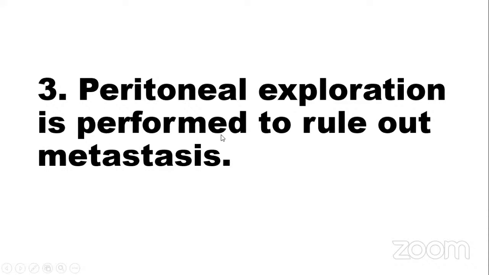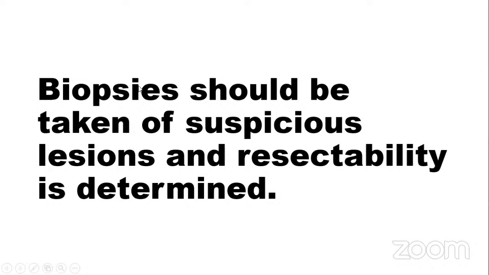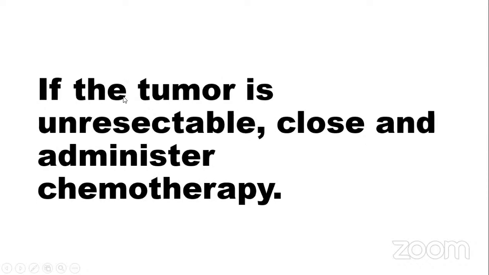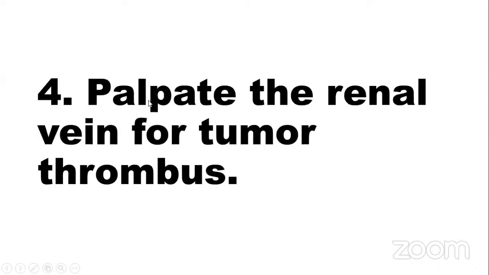Peritoneal exploration is performed to rule out metastasis. Biopsy should be taken of suspicious lesions and resectability is determined. If the tumor is unresectable, close and administer chemotherapy. Palpate the renal veins for a tumor thrombus.